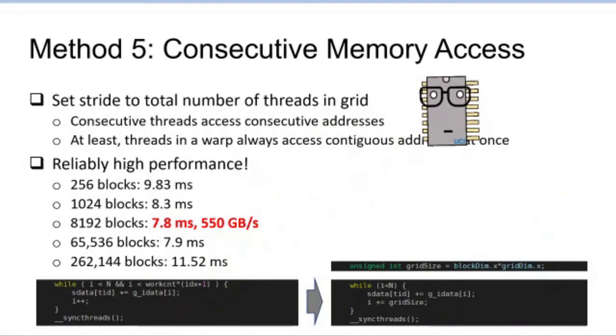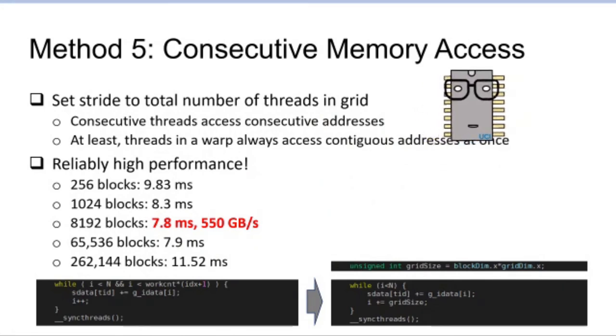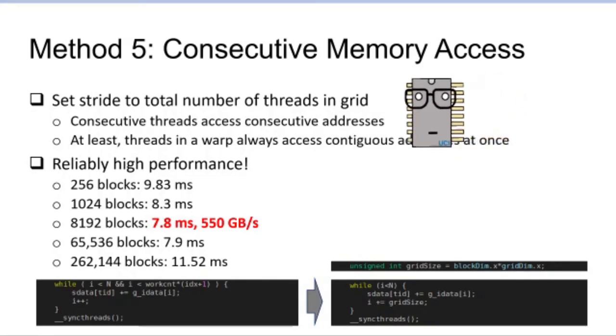So maybe we can do this. We can set the stride. In the approach before, because we were assigning consecutive work to each thread, the stride of the index increase within a thread would be 1. But we can do something similar to what we were doing with the tree-based approach. We can try to move the window of access in a lockstep manner. So set the stride of data accesses to the total number of threads in a grid, a grid being the unit of kernel invocation. So if it's 10 blocks, each with 1,000 threads, the stride would be 10,000.